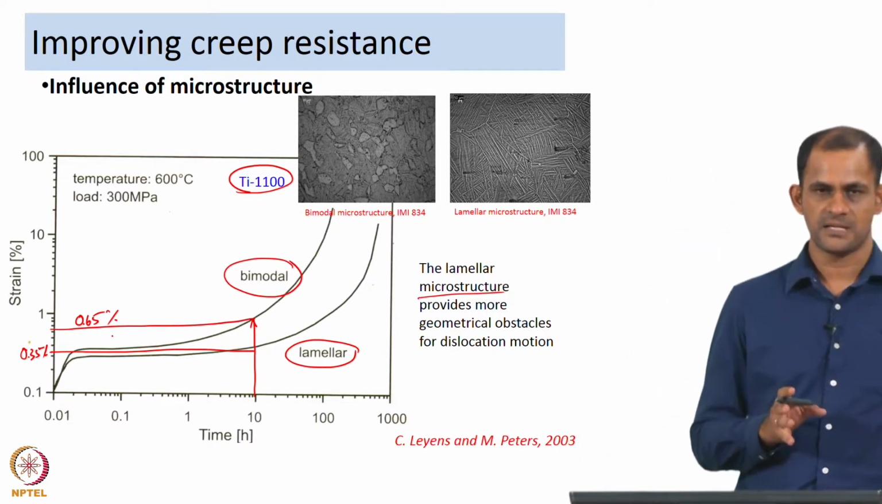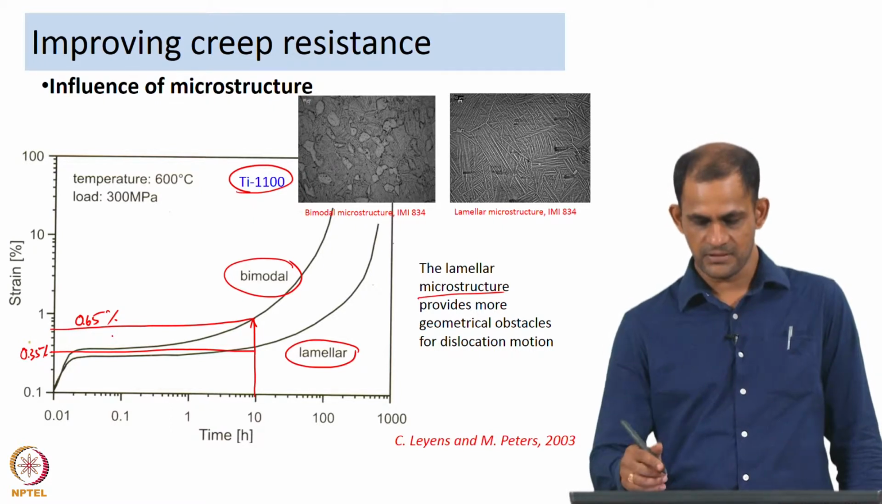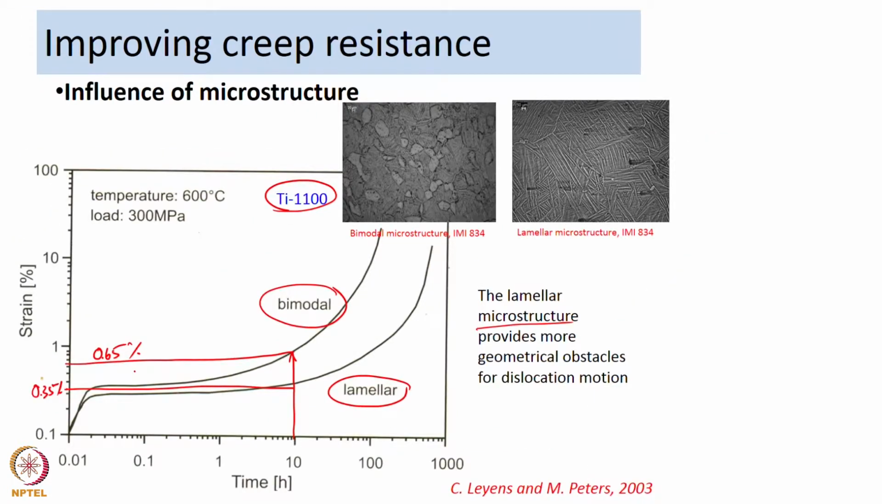Now, the reason for this is the lamellar microstructure, as you can see from the microstructure, has a fine spacing of lamella and the lamellar boundaries. So, the boundaries between the lamellae act as geometrical obstacles to dislocation motion. So, what happens is the dislocations find it difficult to overcome these boundaries, and as a result plastic deformation is controlled and in the process you have higher creep resistance. On the other hand, in a bimodal microstructure you have this single phase alpha, and you also have this lamellar microstructure.